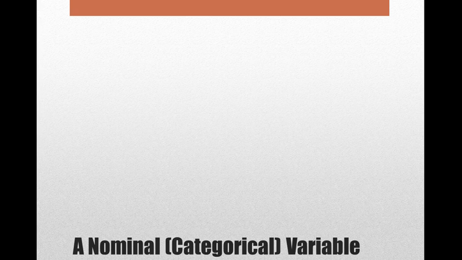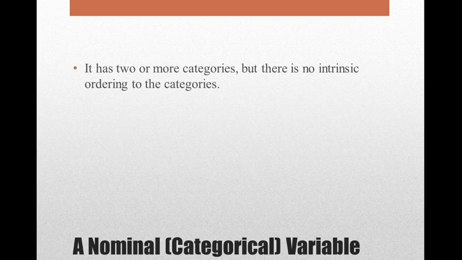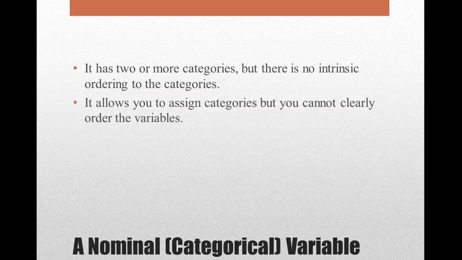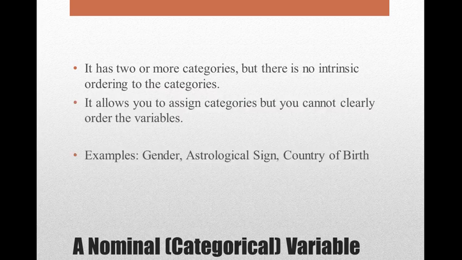Let us begin by describing nominal variables, which are also called categorical variables. This variable has two or more categories, but there is no intrinsic ordering to these categories. It allows you to assign categories, but you cannot clearly order the variables. Gender, astrological sign, and country of birth are all examples of nominal or categorical variables.